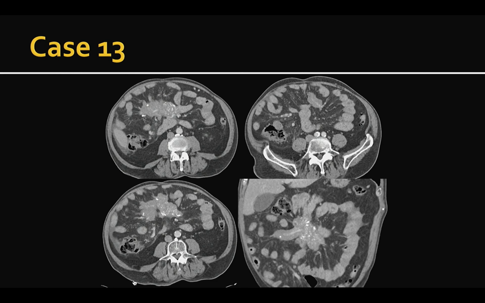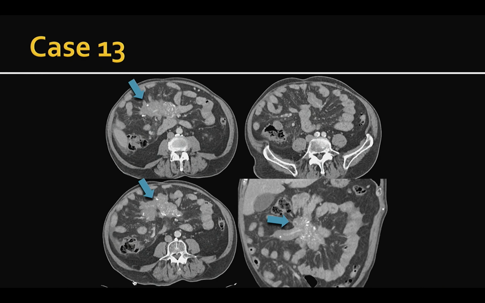Case 13 is a patient with abdominal pain. It's been going on for years. The finding is probably pretty obvious, but I'll point it out here that there's a large spiculated appearing mesenteric mass with areas of calcification. Notice that there is engorgement of the mesenteric veins and perhaps some mild bowel wall thickening.